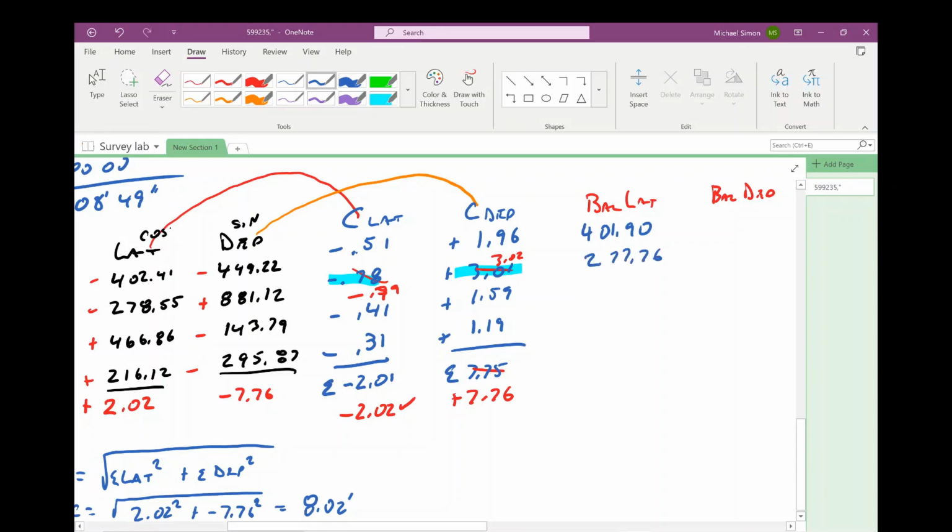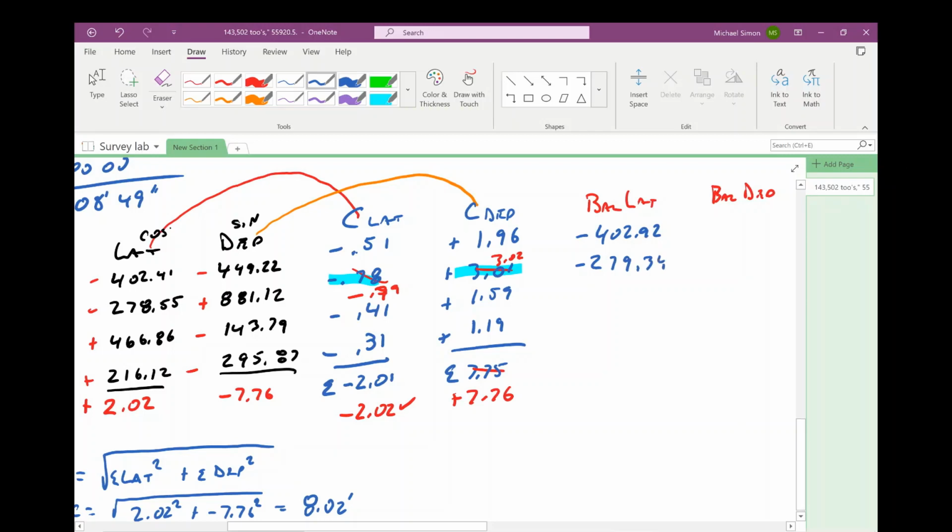277.76. Negative, negative. Oh, you know what? These are going to be wrong because I didn't put my negative sign in to begin with. Try that one more time. Negative 402.41 minus 0.51. Negative 402.92. And negative 278.55 minus 0.79 is negative 279.34.